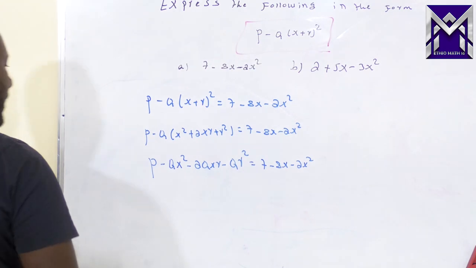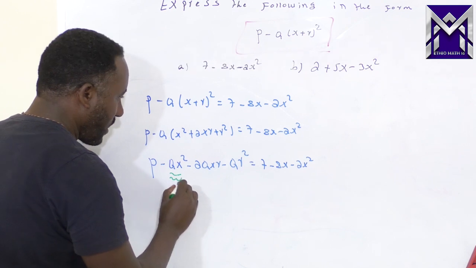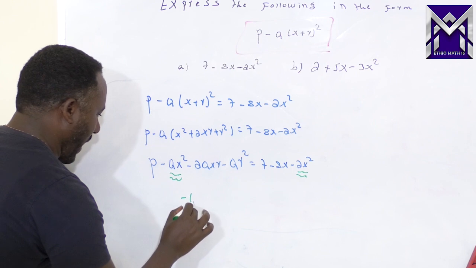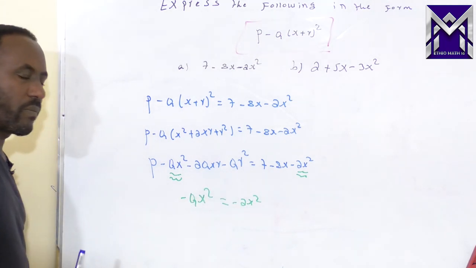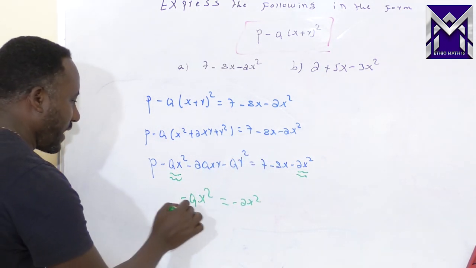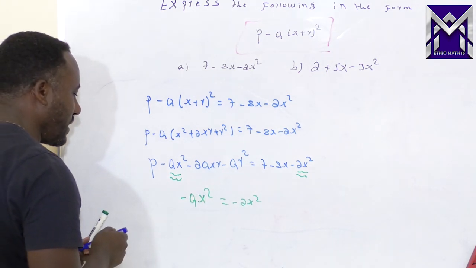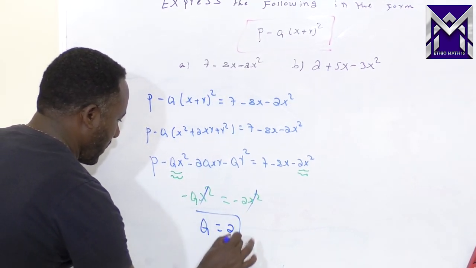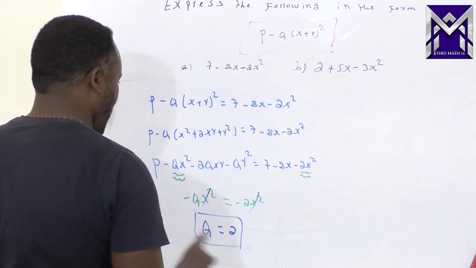Two algebraic expressions are equal when this term is the same as the corresponding term. So this means minus qx square should be negative 2x square. The like terms on the left and on the right should be equal. So negative cancels negative, x square cancels x square, and then we have q will be 2. You see, q is 2. So we found q.